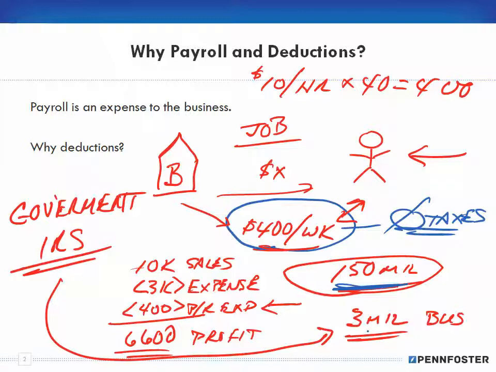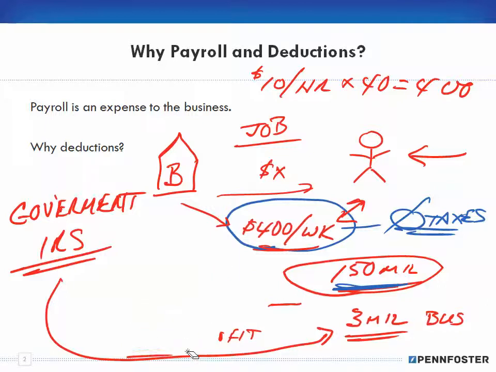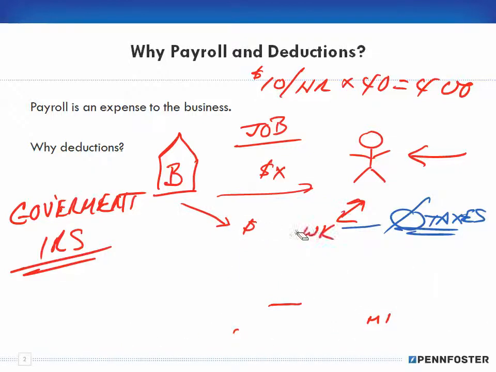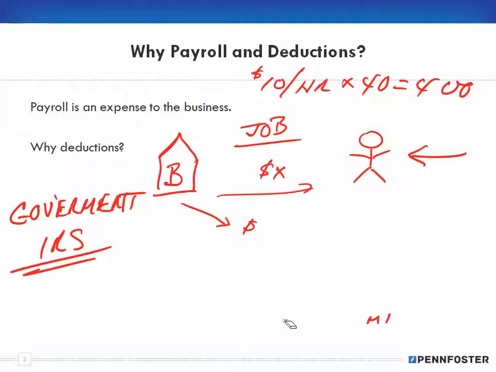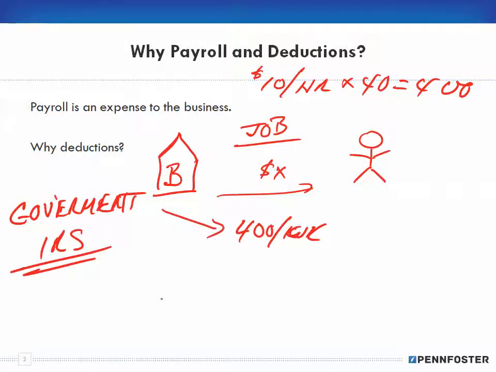Well, it's a lot easier for the government to say, Mr. Business, let me erase all of this. What we want you to do is, instead of paying the employees the $400, we want you to pay them the $400, but withhold taxes from them. And let's just say that happens to be $100 in taxes.